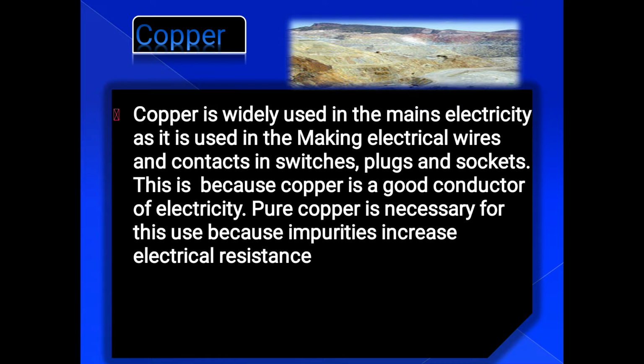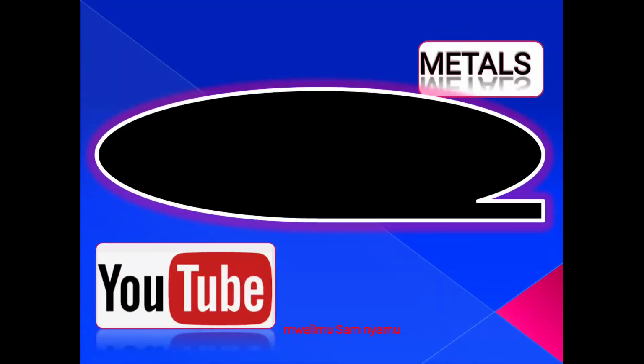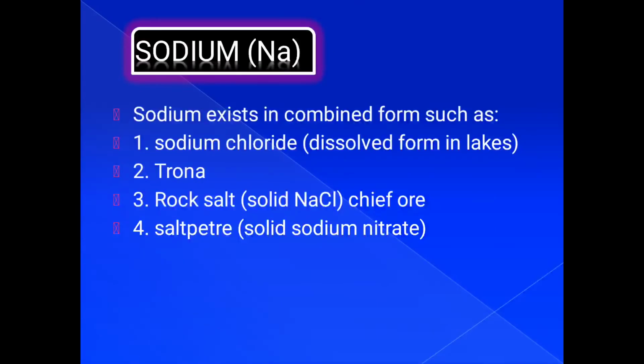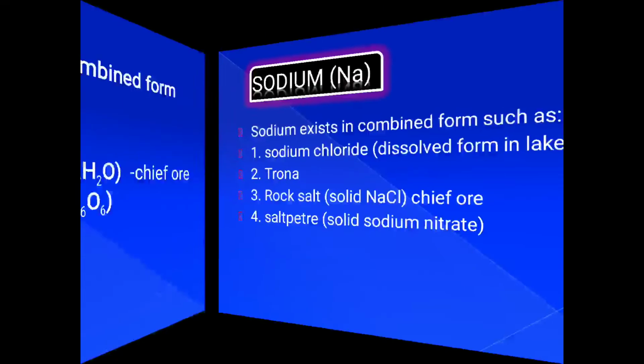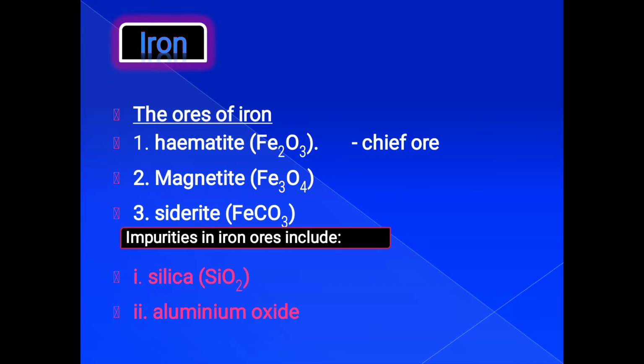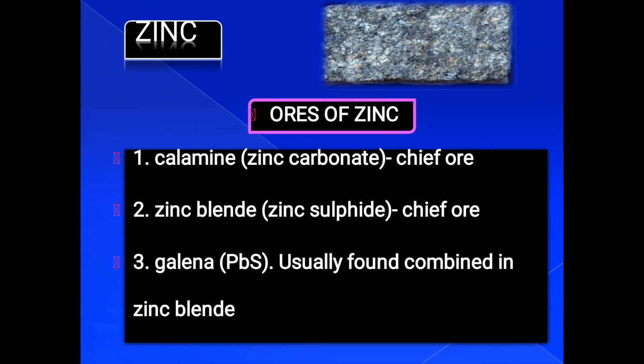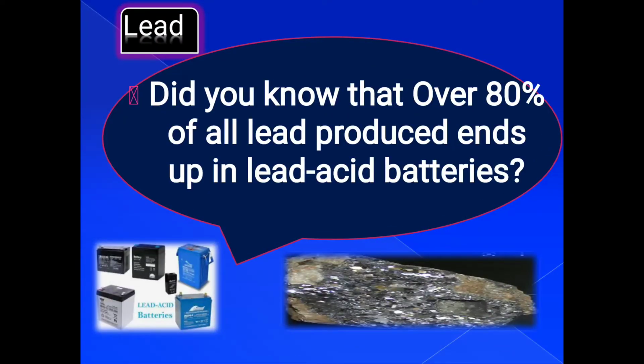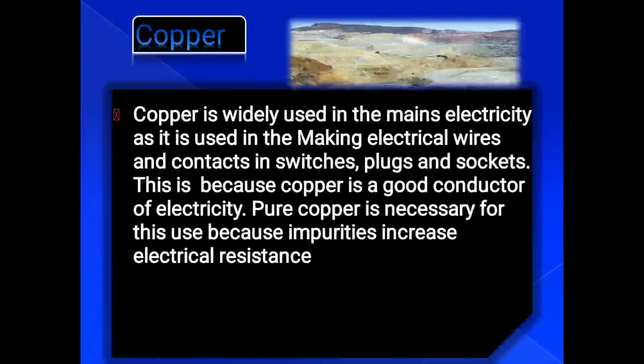In our previous lesson, we looked at metals, and on extraction we started with the extraction of sodium. We then went to the extraction of aluminium. We also did extraction of iron. We also did the extraction of zinc. And in today's lesson, we shall be looking at the extraction of lead and also the extraction of copper. If you didn't watch the previous lesson, ensure that you do so that you are able to connect with this topic.